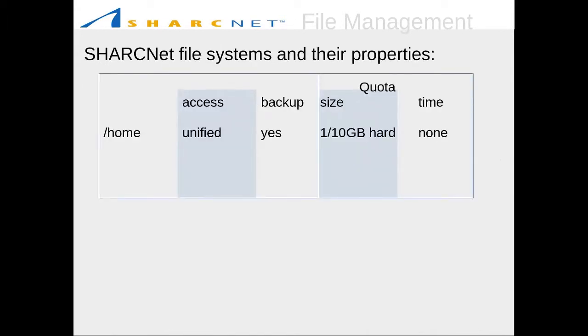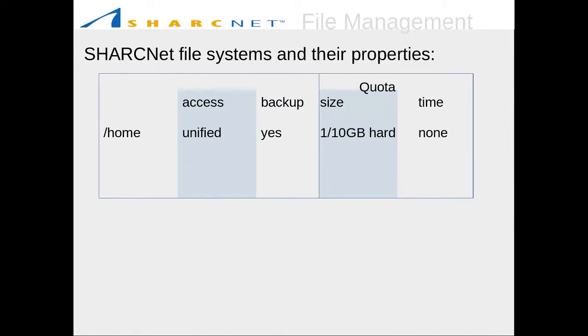So really, the SHARCNet file systems are listed here with their values for the different properties. A very commonly used file system is home. This is the file system that, when you log into a system, you're directed to your home directory. Its access is unified, which means that regardless of which system you log into, the files in your home directory are going to be the same.